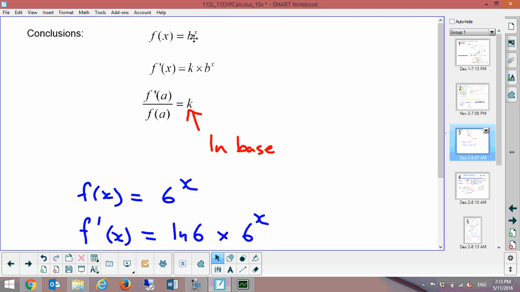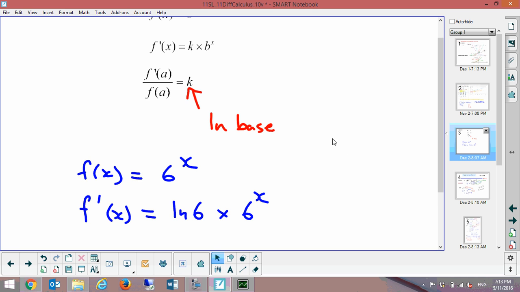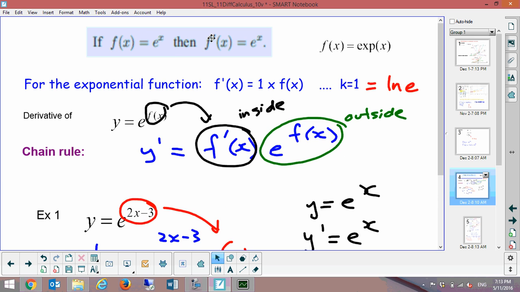And we made these general statements. If we've got some base to the power of x, the derivative is a constant times that base to the power of x, and this k is, we'll come back to see that, it's actually the natural log of the base. So where did we find that out? It was over when we started looking at the exponential e function.